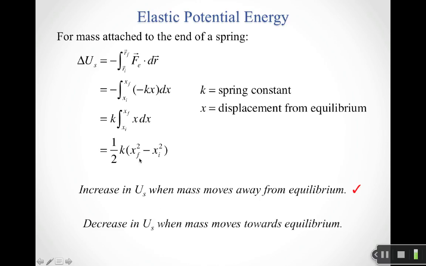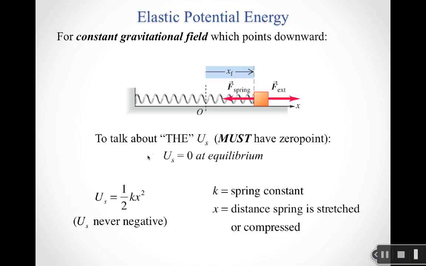So that checks out. We said you decrease by moving towards equilibrium. And in moving towards equilibrium, all that means is that your final displacement is less than your initial displacement. So again, when you take the final displacement squared minus the initial displacement squared, you're going to have a smaller number minus a bigger number. That's going to be negative, which means that I will decrease the elastic potential energy by moving back towards equilibrium. So again, that checks out.